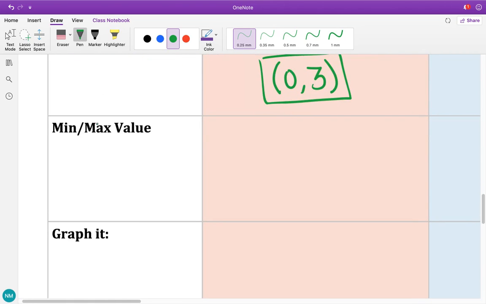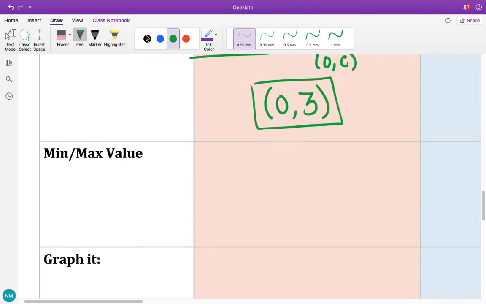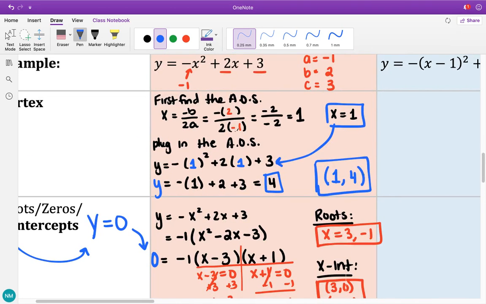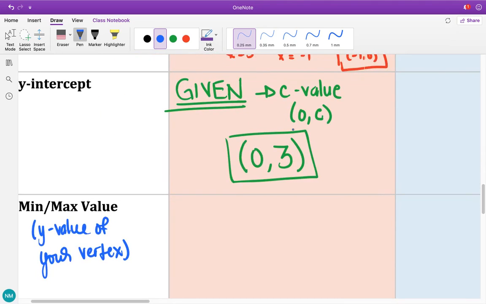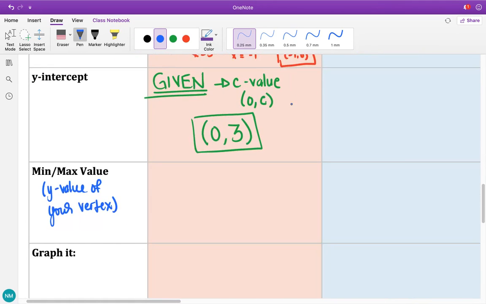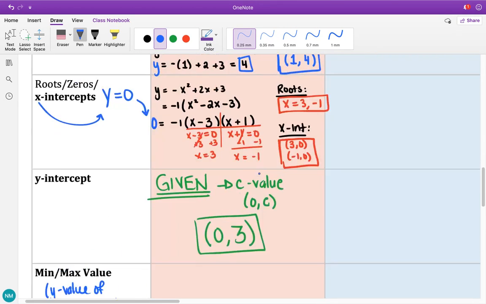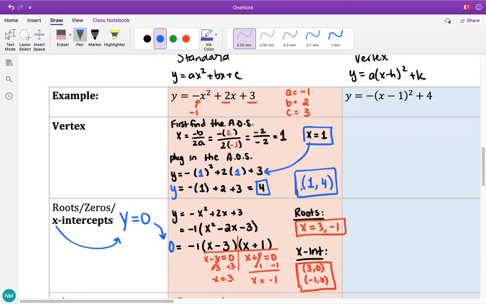And my minimum or maximum value is going to be right here. It is the Y value of your vertex. So the Y value of the vertex is 4 here. Now the question is, is it a minimum or a maximum? So this has to do with if it's concave up or concave down. So this is a good review.